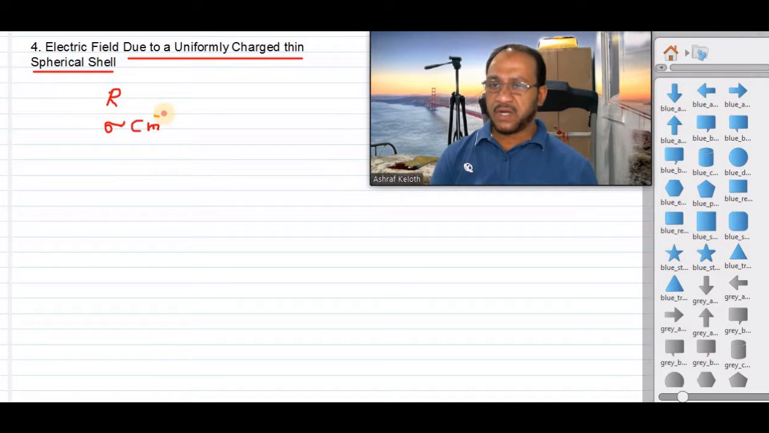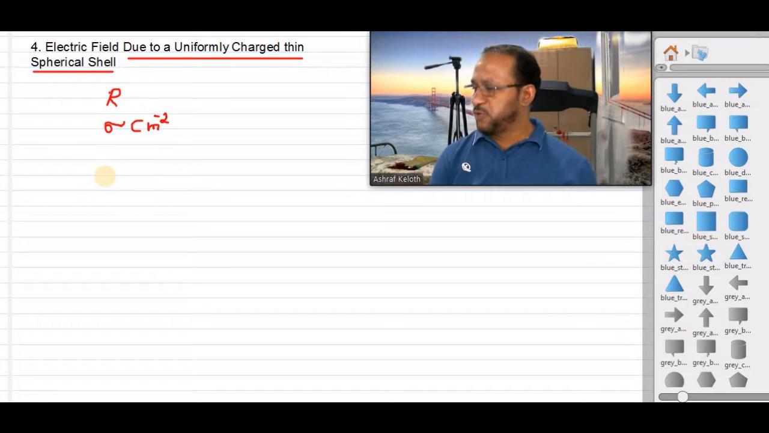What does sigma coulomb per meter square mean? It is charge per unit area. For each meter square, if you take 1 meter square of area, there will be sigma coulomb of charge. If the surface charge density is 5 microcoulomb per meter square, it means that if you take 1 meter square area, there will be 5 microcoulomb.